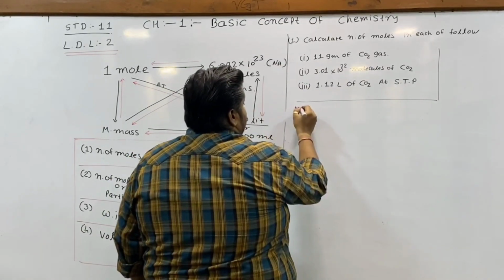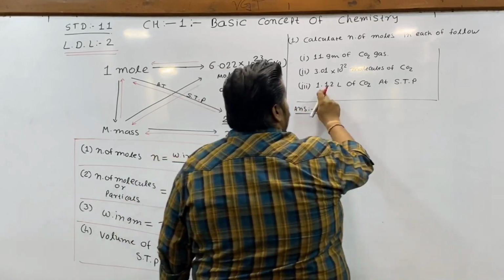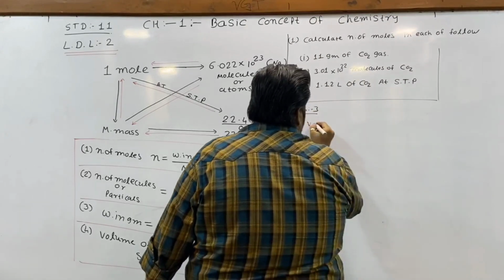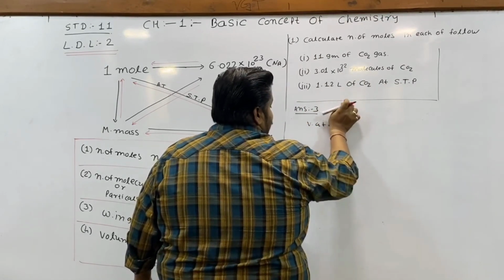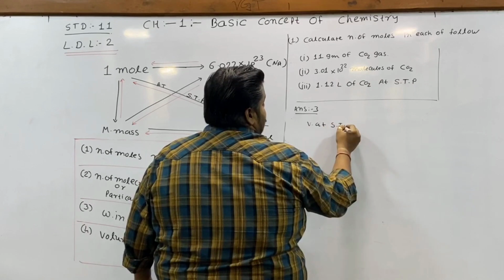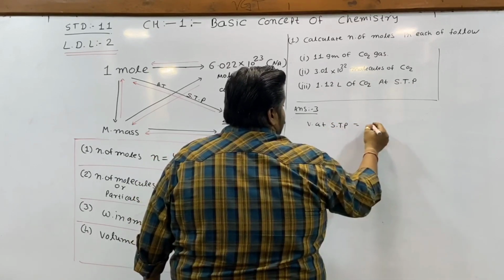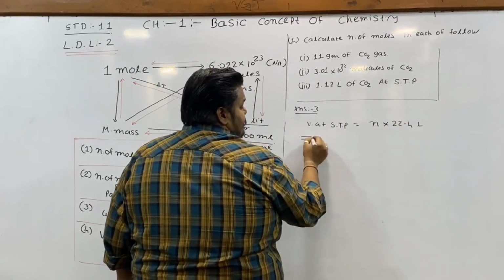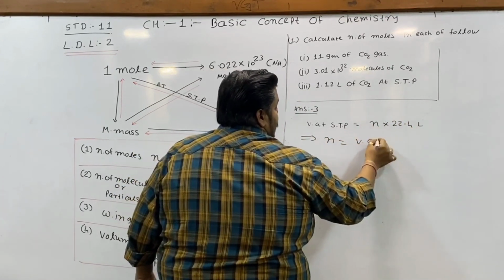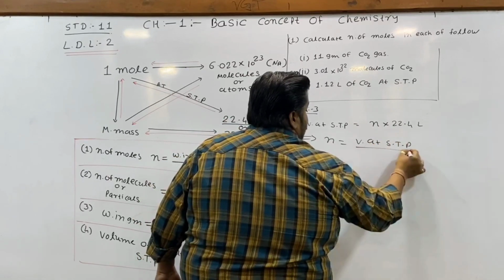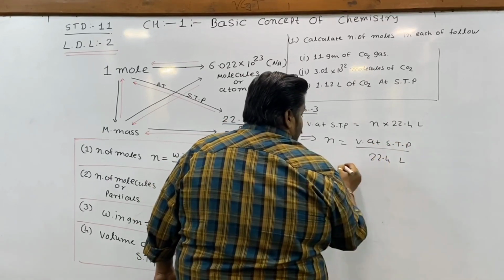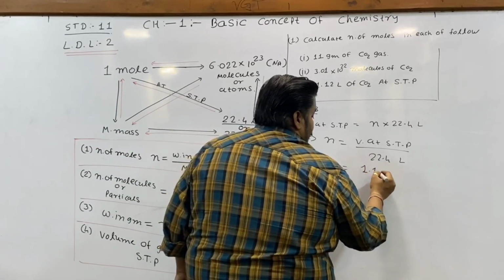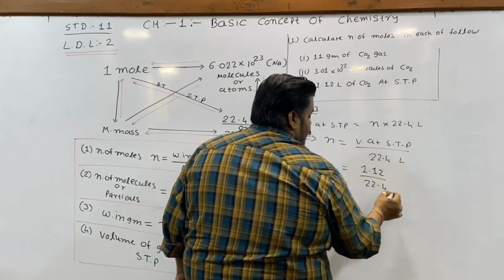Answer to the third question. 1.12 liter of CO2 at STP should be converted into the number of moles. So volume at STP is equal to n into 22.4 liter. To calculate n, n is equal to volume at STP divided by 22.4 liter. The volume at STP given is 1.12, and then it is divided by 22.4.